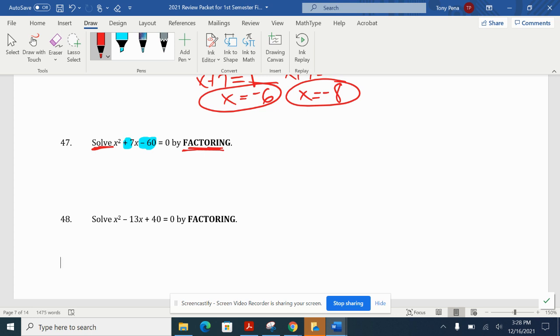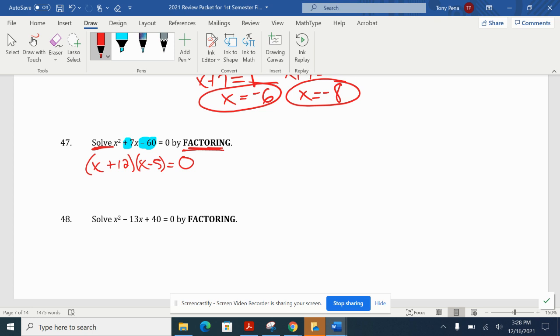So what are we going to get? 5 and 12. So we're going to factor this to be numbers that multiply to be a negative 60, but add up to 7, would be a positive 12 and a negative 5. Multiply those, you get the negative 60. Add them, you're going to get a 7.